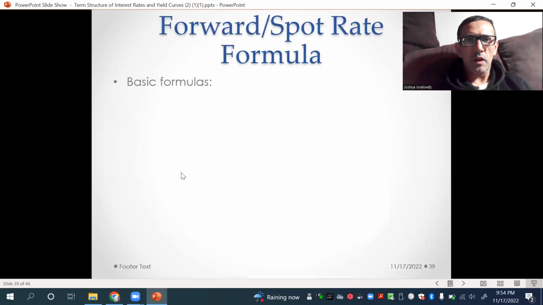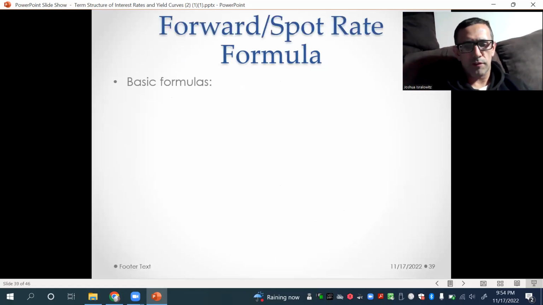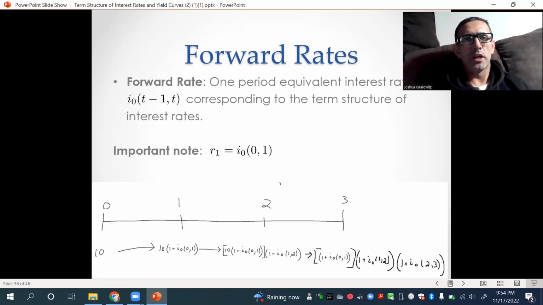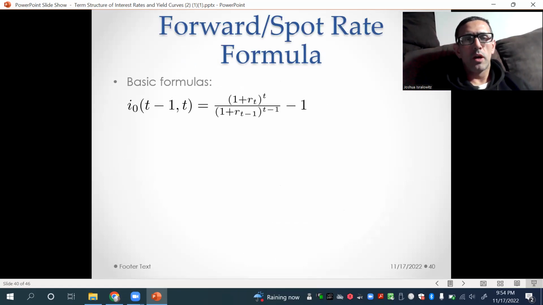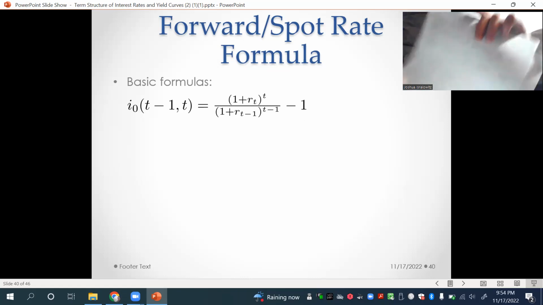Okay. All right. So if you understood this, and again, there should be a 10 here. If this makes sense, then these basic formulas should make sense after. I'll still derive them, but it's very easy to derive them with the logic used here. So we have the basic formula I0 t minus 1 t is 1 plus Rt to the t over 1 plus Rt minus 1 to the t minus 1, minus 1. Now, it's a mouthful, but let me show you where that comes from.